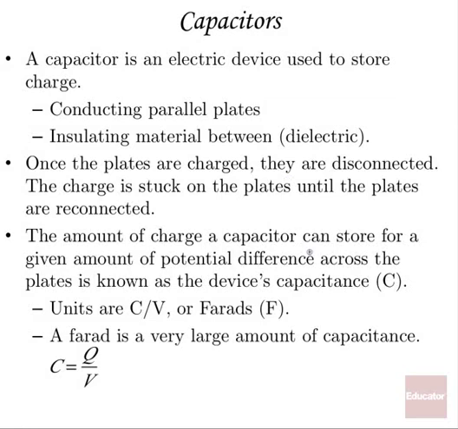The amount of charge a capacitor can store for some given amount of potential difference across it is known as the device's capacitance, capital C. Now notice capital C is capacitance, but it's also used as a unit of charge, coulomb, so we've got to be careful with our capital C's. The units of capacitance are coulombs per volt, also known as a farad, capital F. And a farad is a very large amount of capacitance, so much more often we'll be talking about millifarads, microfarads, nanofarads, even picofarads. So, our key formula for capacitance. Capacitance is equal to the charge divided by the potential difference between the plates. C equals Q over V.